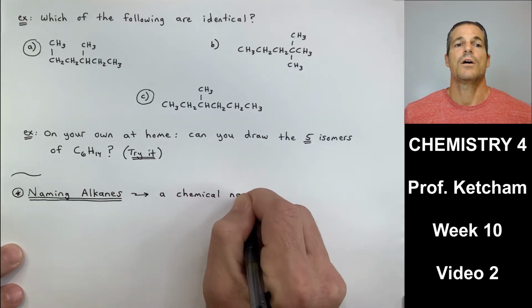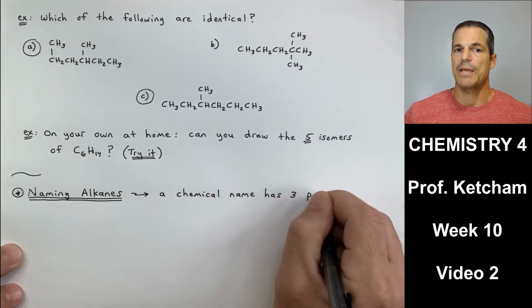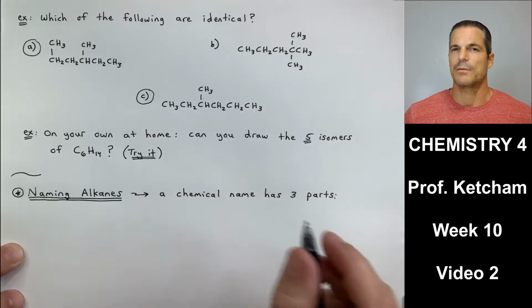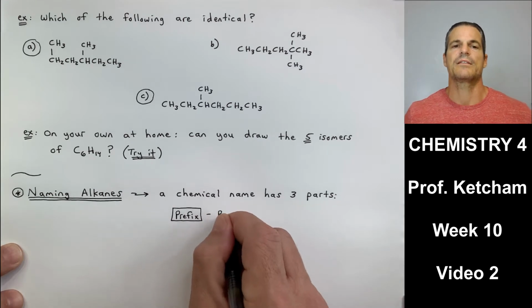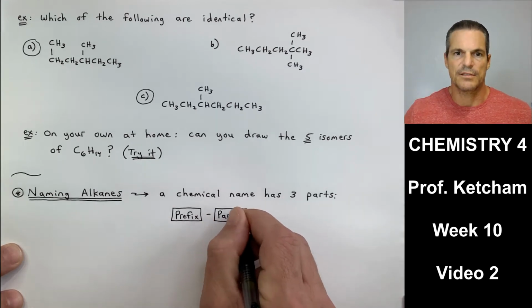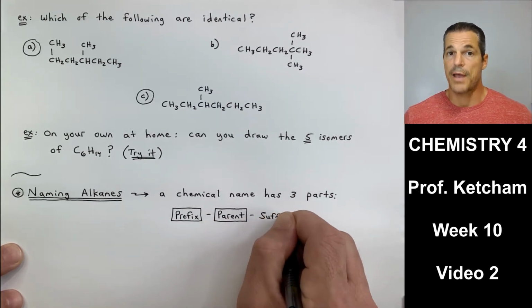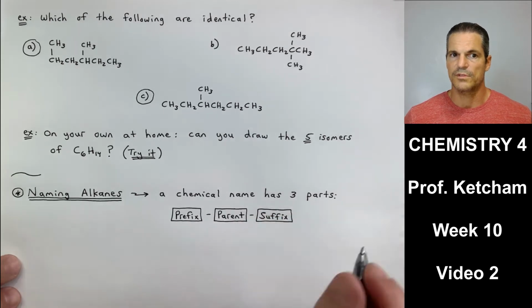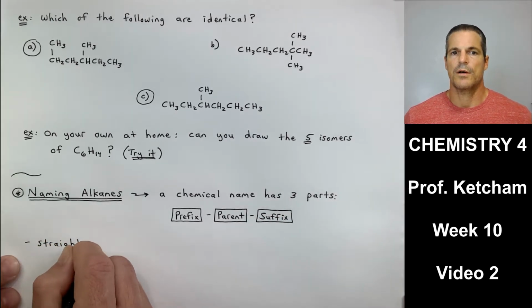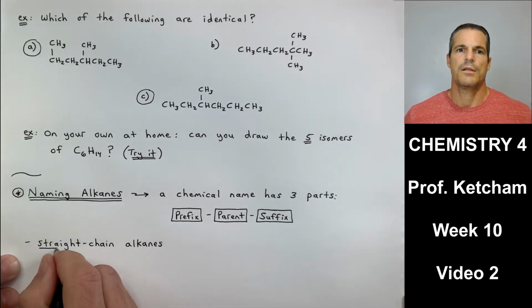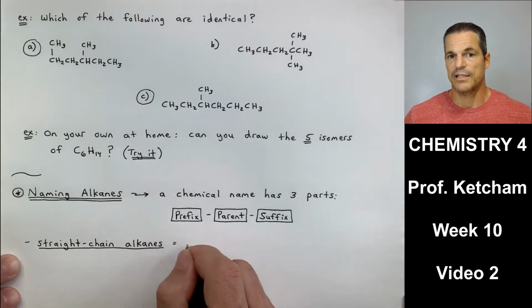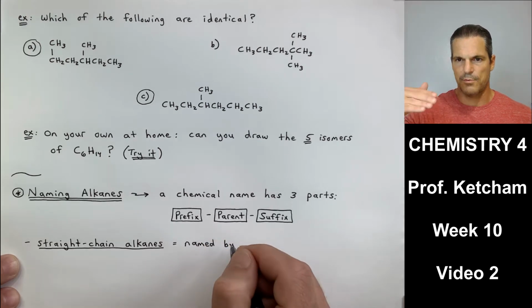All right, so now I want to talk about how we name alkanes. First I'm going to talk about some of the branches before I get into the rules. There's a set of rules you have to practice and practice and practice until it makes sense. So some background first before I get into the rules. Naming alkanes. Well, a chemical name has 3 parts. It's got the parent in the middle and then the prefix. And sometimes it has a suffix. For most of our stuff, the parent will be the end.